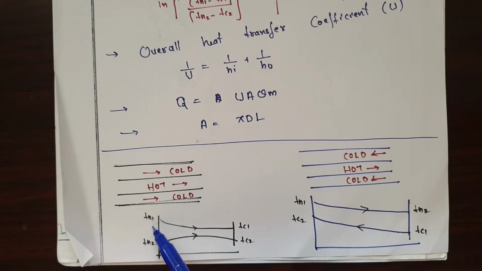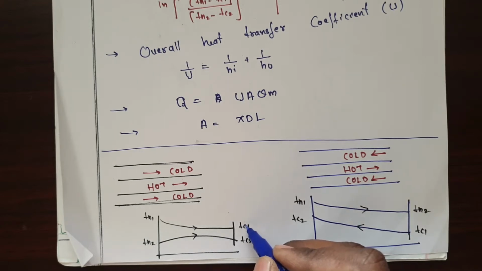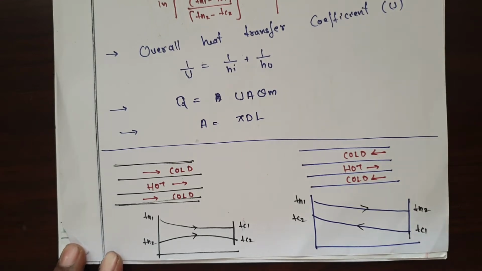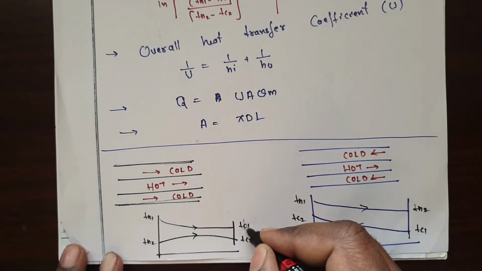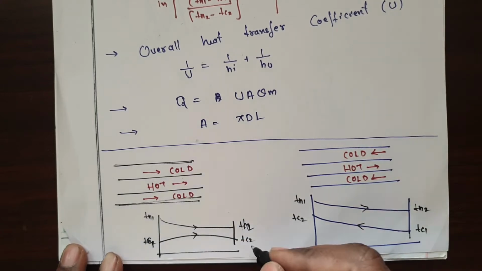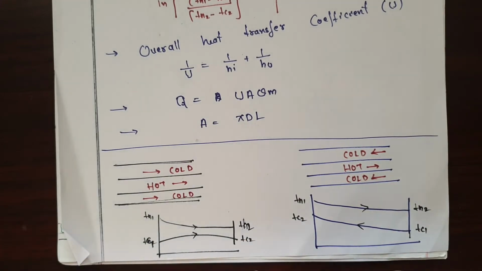Th1 stands for hot fluid entry. Th2 stands for hot fluid exit. Tc1 stands for cool fluid entry and Tc2 stands for cool fluid exit.